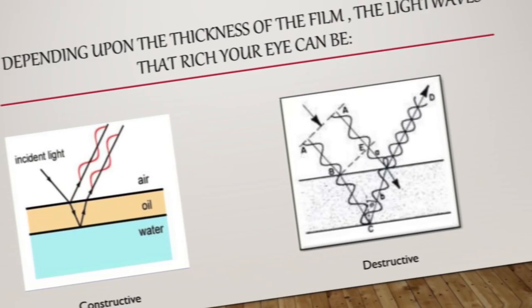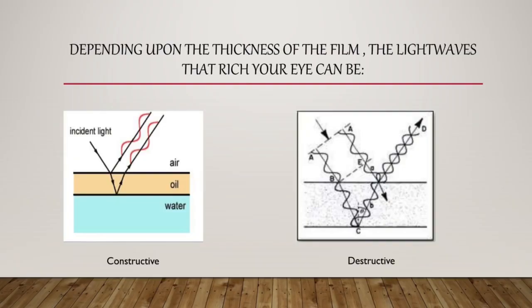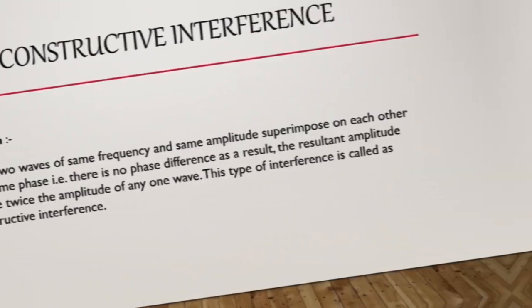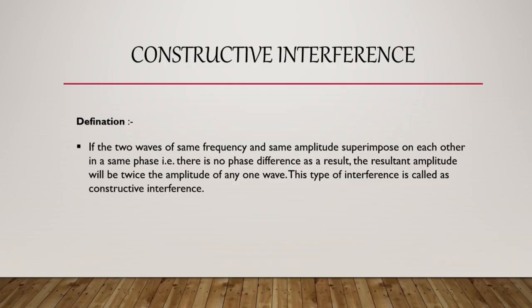Now, depending upon the thickness of the film, the light waves that reach our eyes can be constructive or destructive. One is constructive and the second is destructive. Let's discuss the definition of constructive interference.